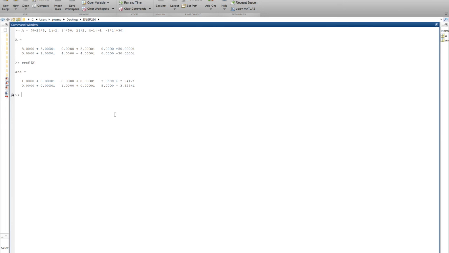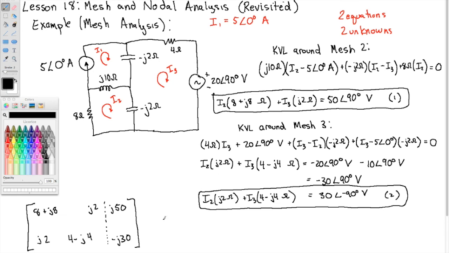So let me write that down on the whiteboard. Okay, so from Matlab, we see that I2 is equal to 2.059 plus J 2.941, and I3 is equal to 5.00 minus J 3.529. Great. So let me get those guys' magnitude and phase.